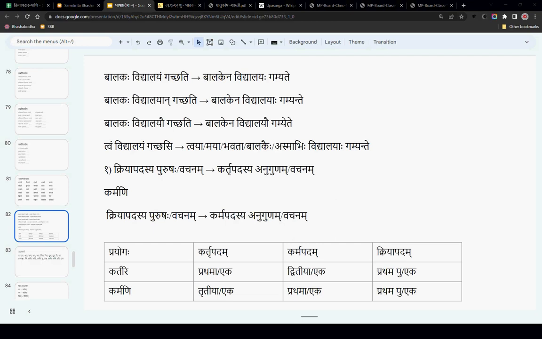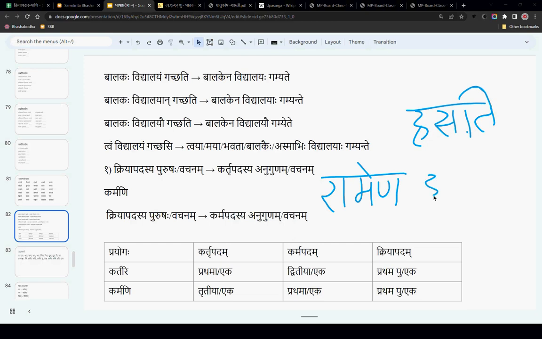what vibhakti? Ramena. Hasati becomes Hasyate. Ramena Hasyate.